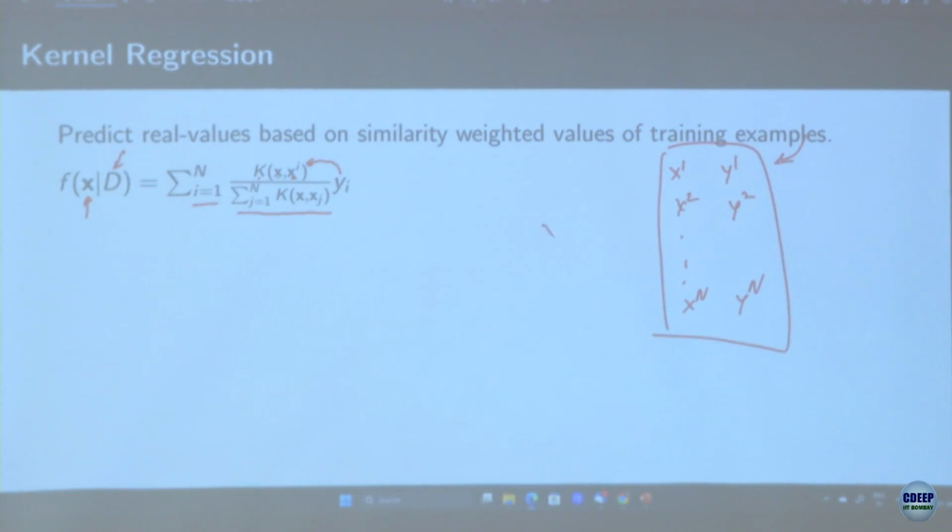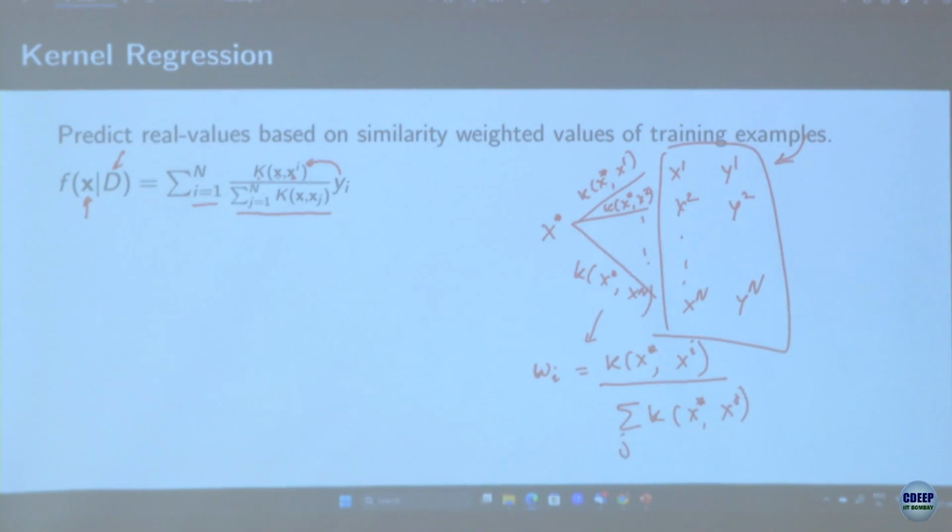In comes a test example, x. We can also denote it as x star. So for this test example, we will compute its similarity to all the training examples, and this similarity is just kernel values of xi with each one of them. Now this gives you the similarity of x star to all the training examples, but then you normalize this similarity and convert each of these into a weight for, say, the ith training example, which is just the similarity of the test example to the ith training example divided by the sum of the total similarity of this test point to any of the training examples.